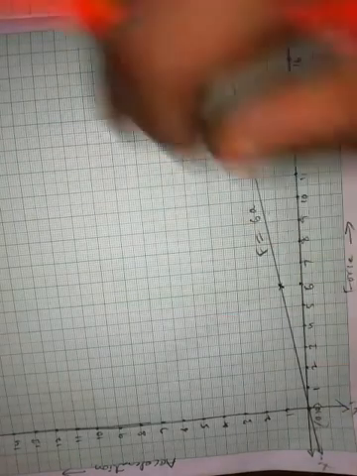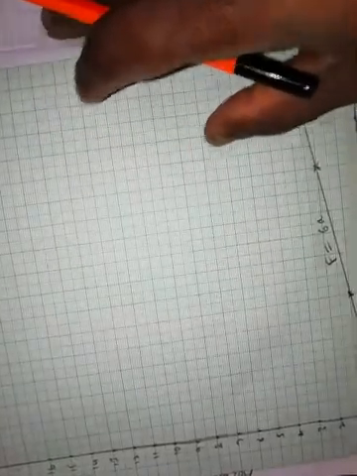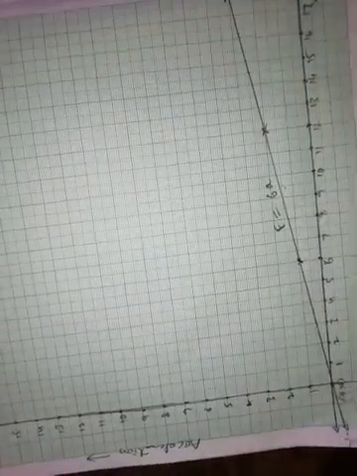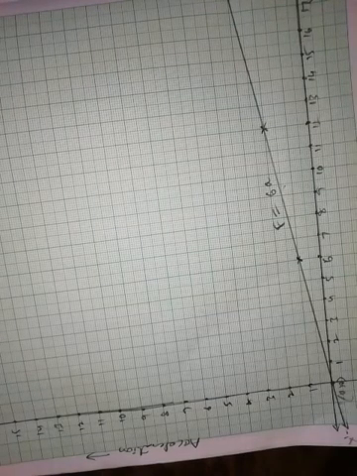With this we have concluded our question number 9 also. Hope you all understood. Okay, this is how we represent linear equations graphically.